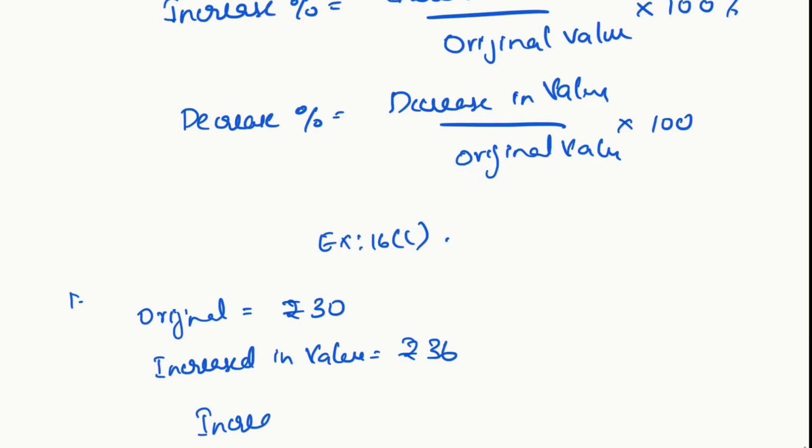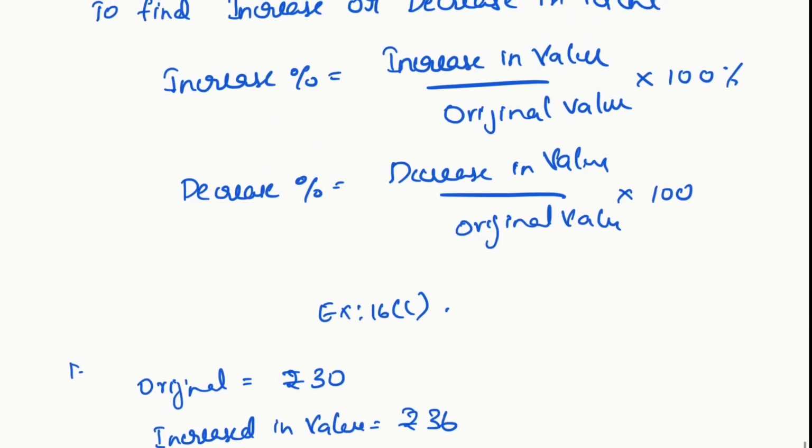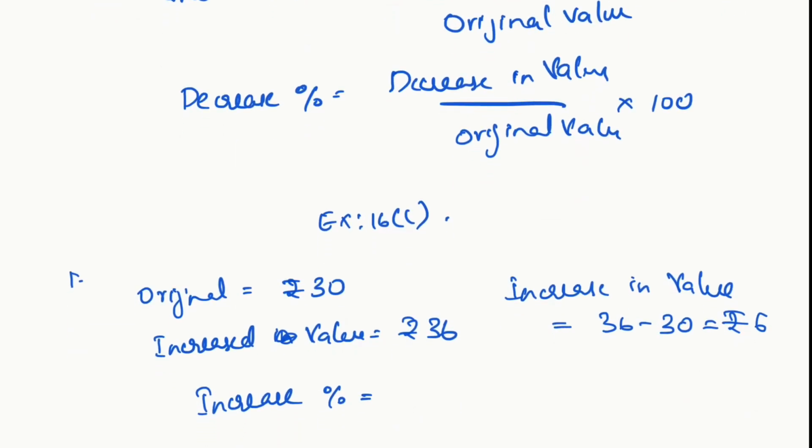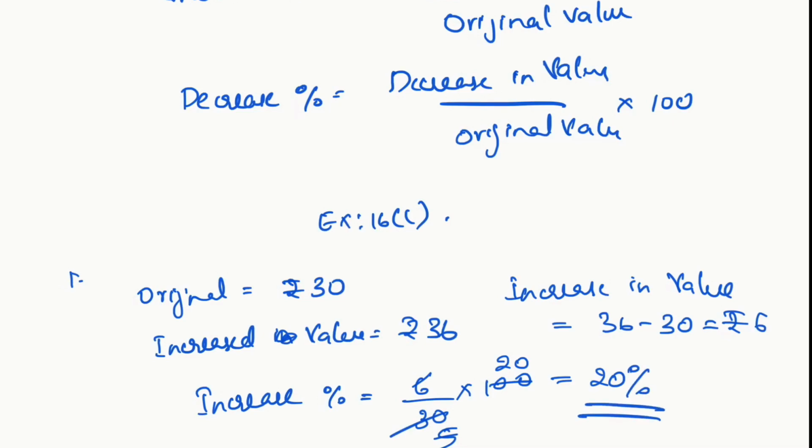So we can write increase percent equal to increase in value by original value into 100. Increased value is 36, so increase in value will be 36 minus 30, equal to rupees 6. So increase percentage is equal to 6 by 30 into 100. 5 goes 20 times. So increase percent is equal to 20%.